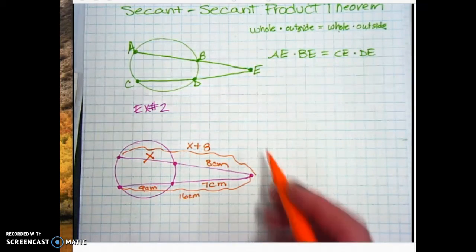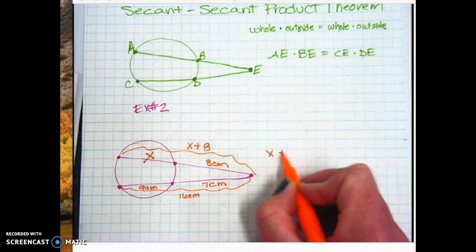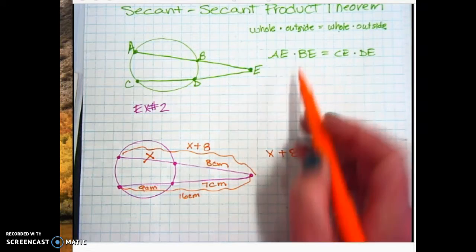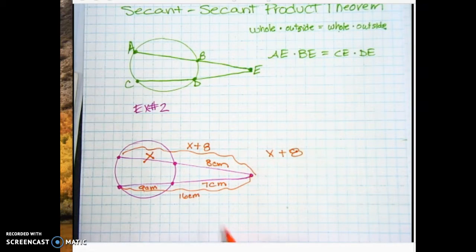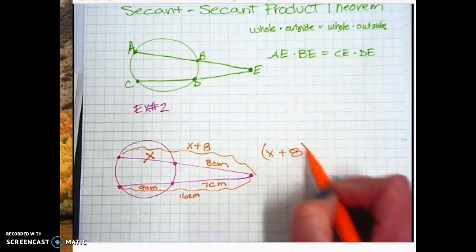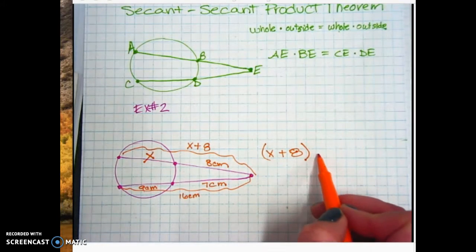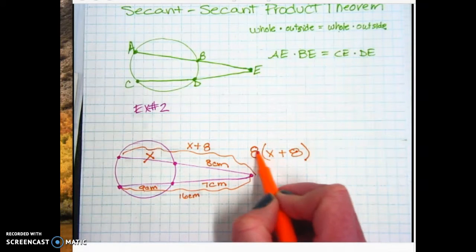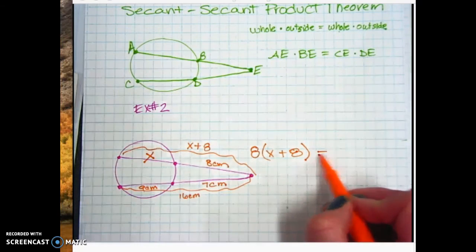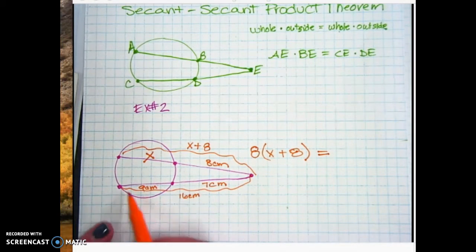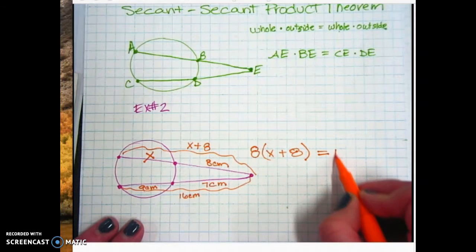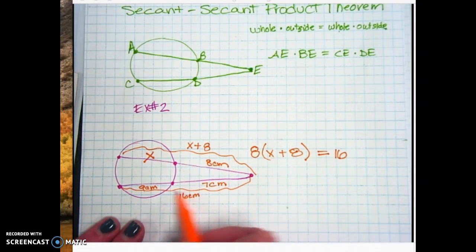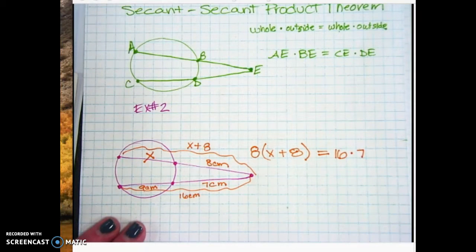The theorem says that we need to multiply the whole times the outside. So the whole for the first one is X plus 8 times the outside, which is just 8. So I'm going to multiply this by 8. And I could put the 8 out back, or I could put it out front. Which would be better? Out front, so I can just distribute it, right? That's going to be equal to the whole thing of the bottom one, which we already calculated as 16, times the outside, which is 7.